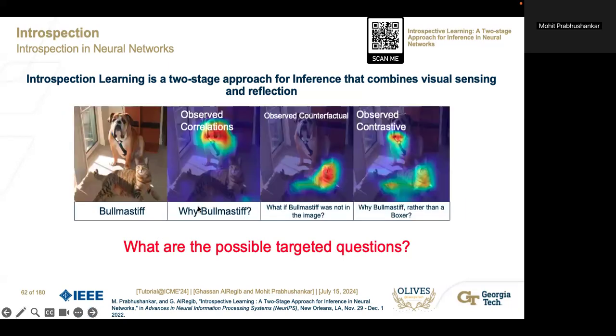The good thing is we already talked about 3 of them. We talked about questions that are why P. We talked about questions that are what if, and then we talked about questions which are why P rather than Q. So these contrastive, counterfactual, and correlation questions are the logical questions that we can use within an introspection framework.